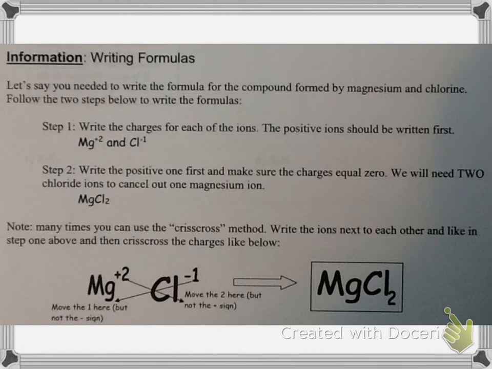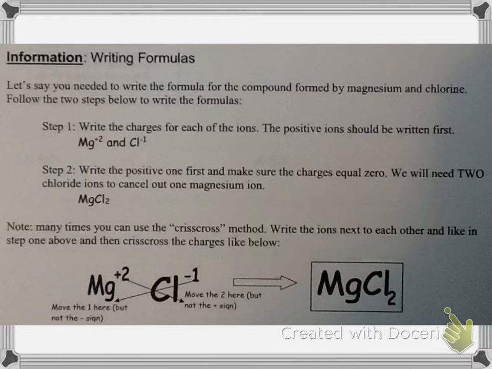Information about writing formulas. Let's say you need to write the formula for the compound formed by magnesium and chlorine. Follow the 2 steps below to write the formulas. Step 1. Write the charges for each of the ions. The positive ion should be written first. So Mg plus 2 and Cl negative 1. Step 2. Write the positive ion first and make sure the charges are equal. You will need 2 chloride ions to cancel out 1 magnesium ion, so MgCl2.